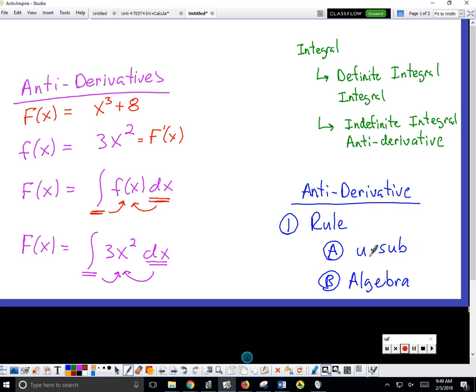The only reason we do a U substitution is because sometimes we've got to rearrange the problem so that we can use the rule. So the U substitution is a rearrangement. Then we use the rule. Sometimes we just do a little kind of algebra trick, and then we use a rule. But we're still just using the rule. Question?